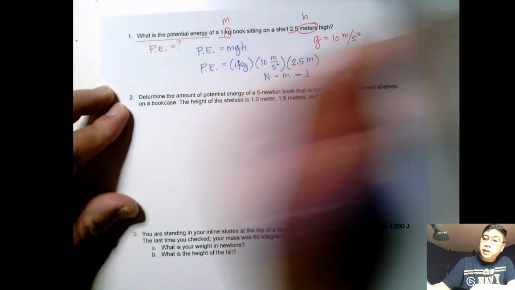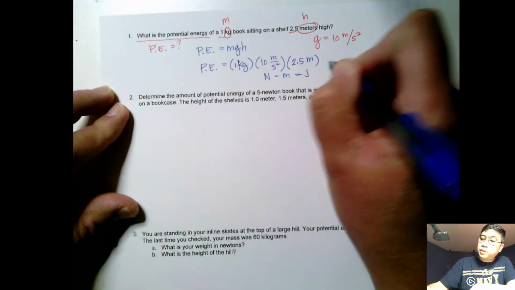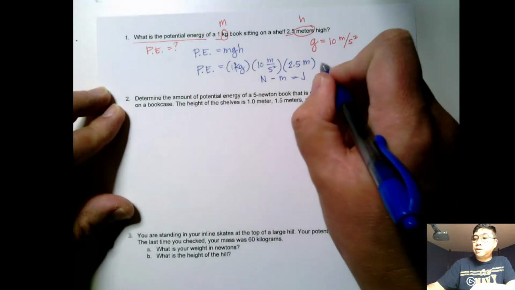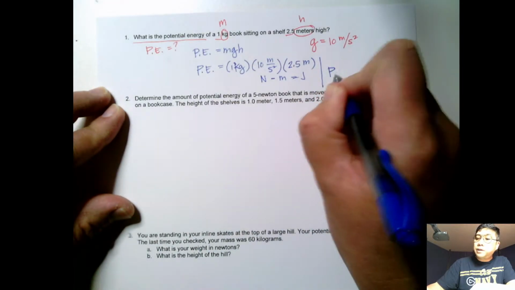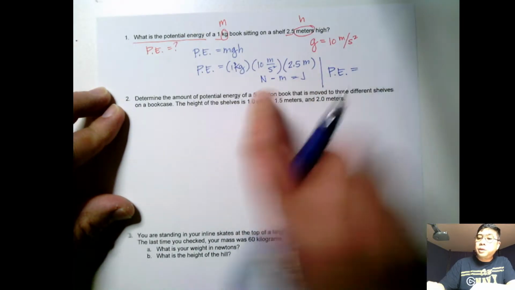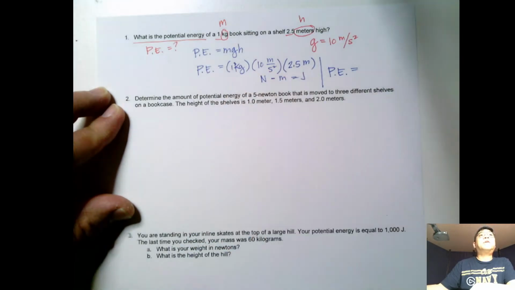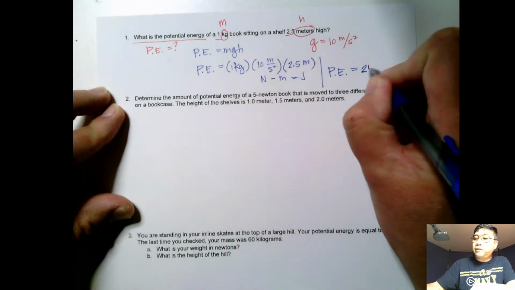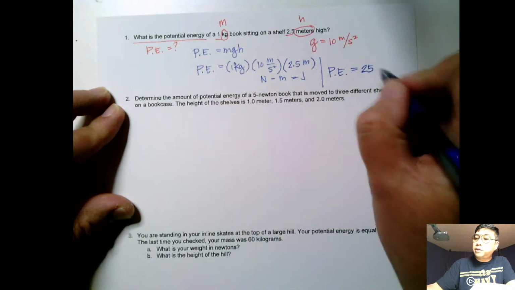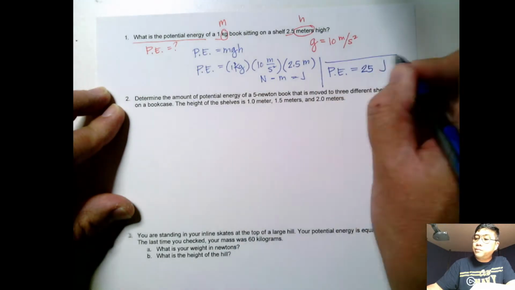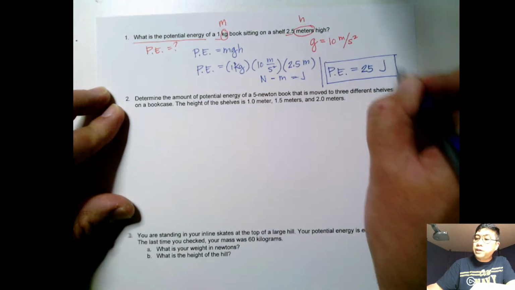There's no more space right here, so let me just show you guys. Potential energy is 10 times 2.5, so that will give us 25 newton meters, also known as 25 joules. So that's your answer for example question number 1.